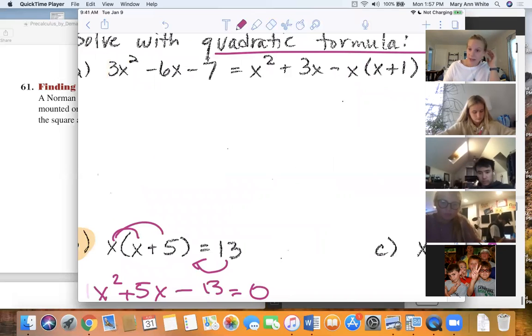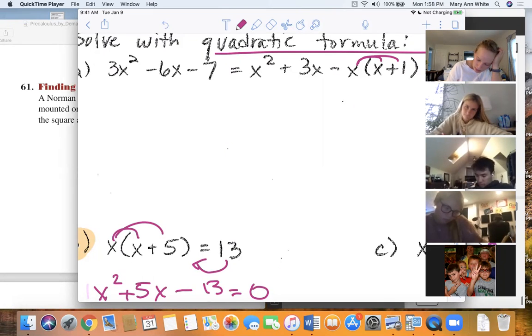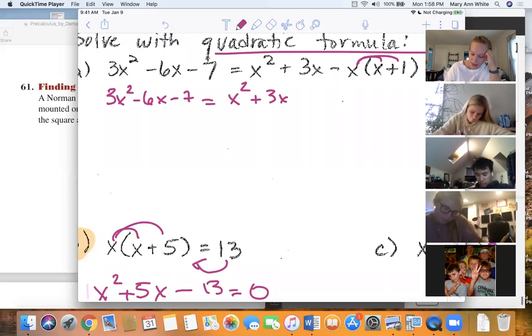Okay, so letter A looks way more complicated. It's just all the simplifying before I can even do the quadratic formula. So let's distribute this x on the right-hand side, combine all my terms over there, and then I'll move everything to one side. So I've got 3x squared minus 6x minus 7 equals x squared plus 3x. I can't do anything with those yet. Distribute that x, and I've got minus x squared minus x, and then that plus 3 is just carried through.